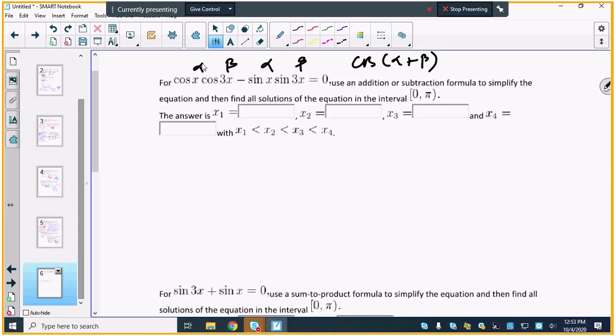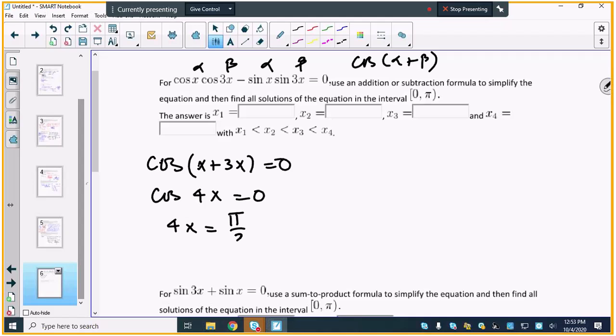So what I get to say? The left hand side is cosine of x plus 3x equal to 0. So cosine of 4x is equal to 0. Quadrant angle. So cosine is 0 at either pi over 2 or 3 pi over 2.